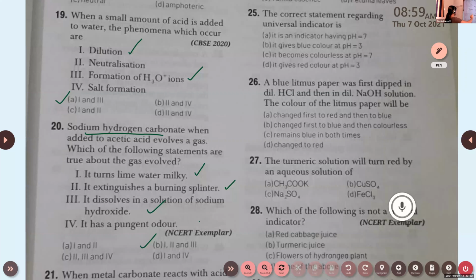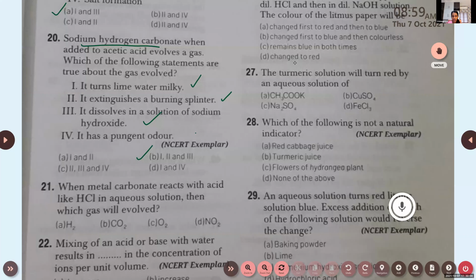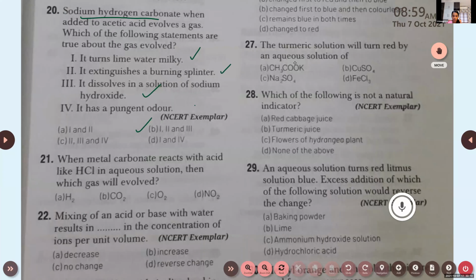Then question number 21. Vishnupriya, can you read? Yes, ma'am. When metal carbonate reacts with acid like HCl in aqueous solution, then which gas is evolved? A, H2, B, CO2, C, O2, D, NO2. All of you tell me the answer. Metal carbonate, we have learned it now. Tell me. Hydrogen? Which one? Carbon dioxide, not hydrogen. Carbon dioxide.